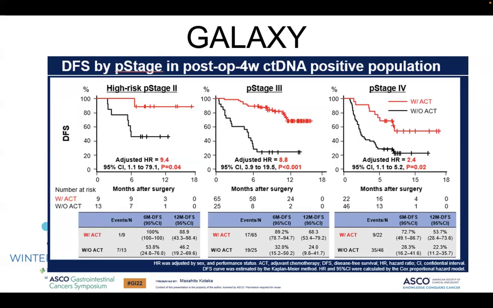And if you look at the disease-free survival in this first graph here, high-risk stage 2 patients. So these are the patients who got adjuvant chemo. These are the patients who did not get adjuvant chemo. And you can see with adjuvant chemo, the 6-month disease-free survival was 100%, 12 months, 88.9%. Without adjuvant chemo, that dropped to 6-month disease-free survival of 53.8%, and 46.2% at 12 months.